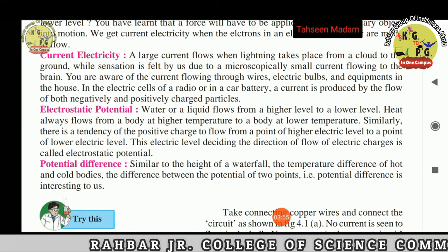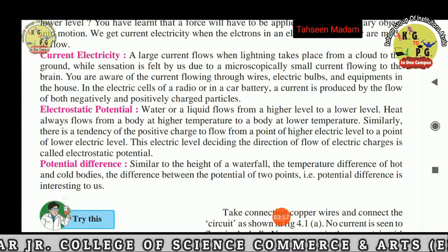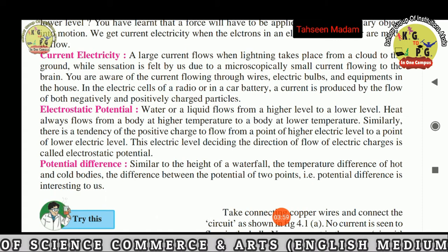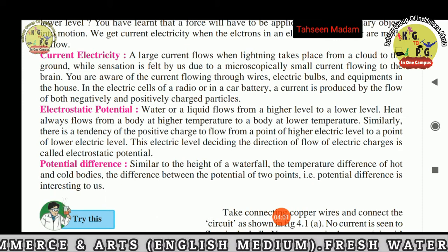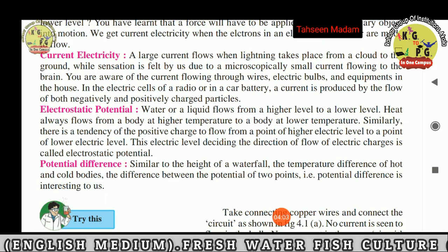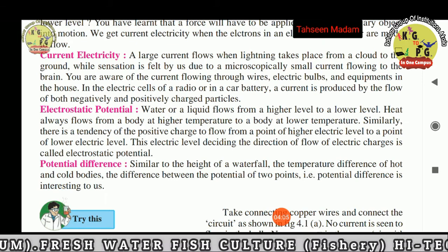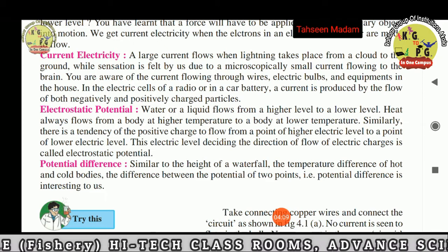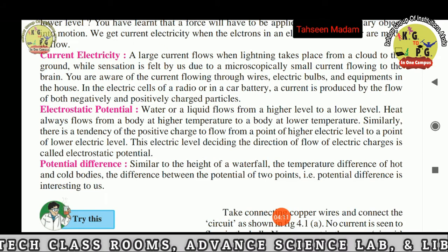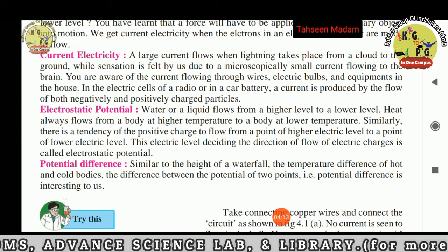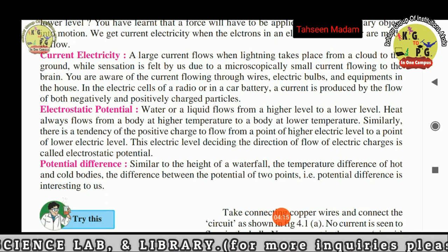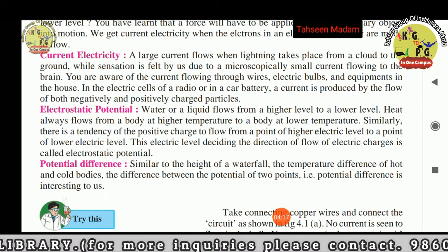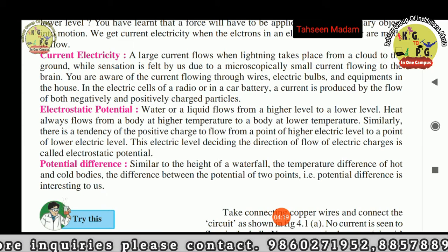Now our next point is potential difference. Similar to the height of a waterfall or the temperature difference of hot and cold bodies, the difference between the potential of two points, the potential difference, is interesting to us.